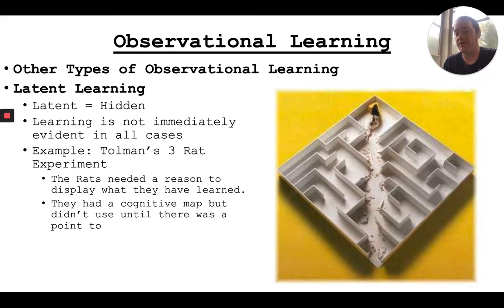He didn't always put cheese at a part of the maze as a reward, but he just let them wander around sometimes. But then on the days that he put cheese or a reward, these rats found their way through the maze very quickly. And what he found was that as they were just wandering through, they were creating what they call cognitive maps in their mind, not a literal map, but just a cognitive learning that didn't need to be displayed at that moment, but when it was needed, they were able to do it.